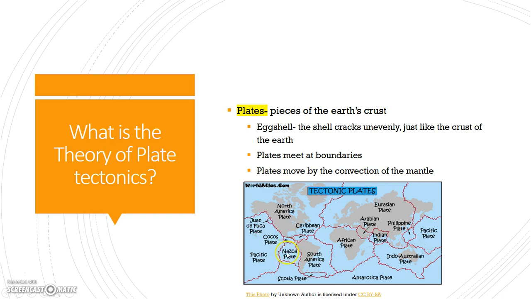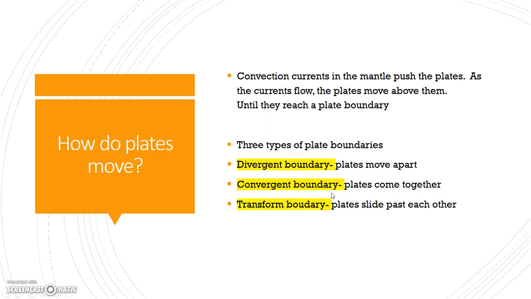Longitudinal plates here. You got your Nazca plate, and they move by the convection of the mantle. So how they move is convection currents in the mantle push the plates. As the currents flow, and remember we talked about that, that's where the magma cools and warms up, and it forms a circle just like a bowl of soup. And plates move above them until they reach a plate boundary.